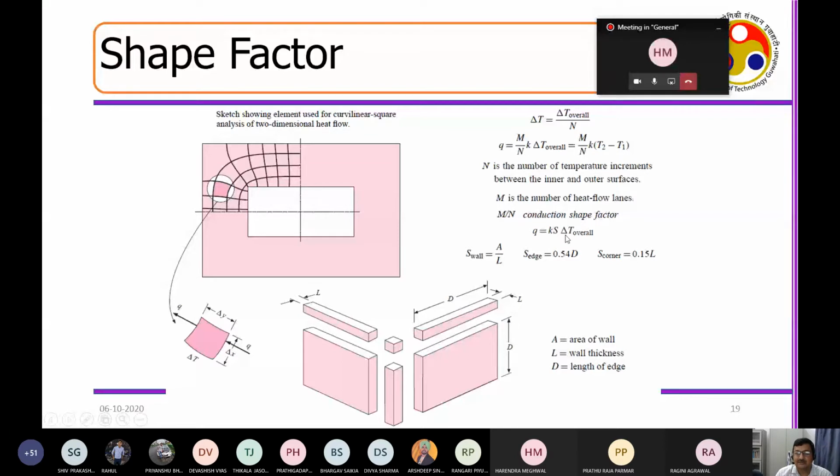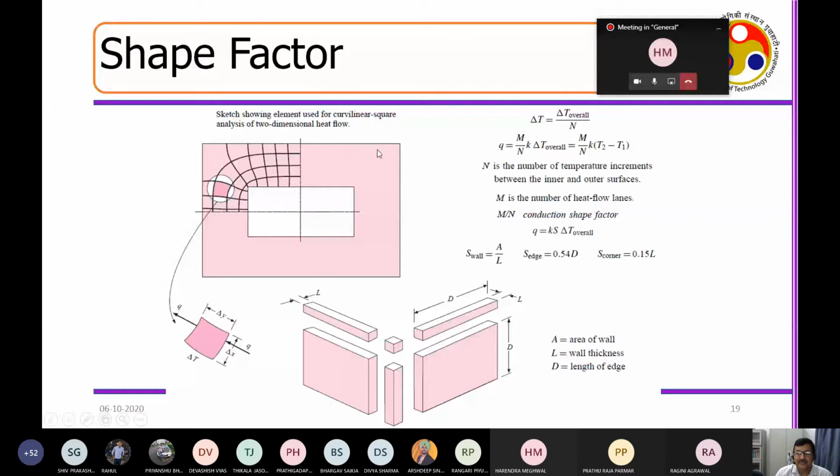So you know that Q by A is equal to K dT by dx, so A by dx, delta T by delta X. What is A? A is in the denominator, so you have this A that is coming as S. So A by L is your S wall. And for an edge, say the edge is like this, this is 0.54D. Corner is 0.15L. So from the geometrical parameters, this is a corner, this is an edge.